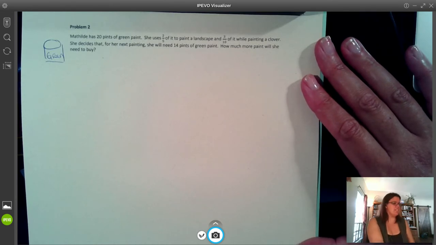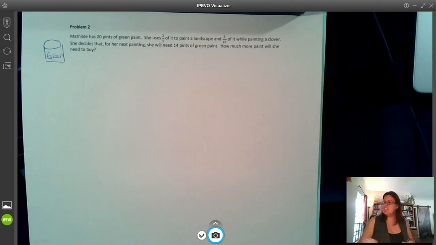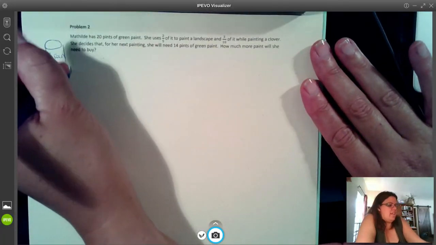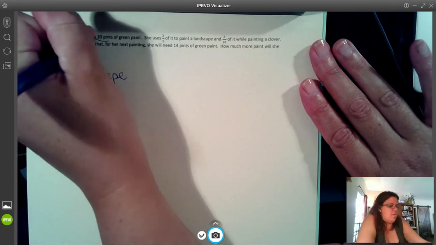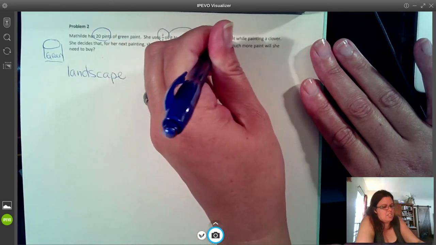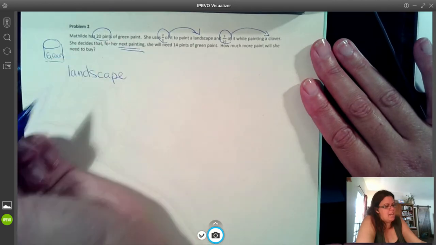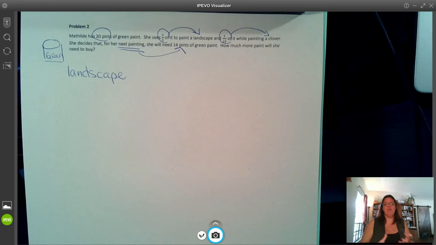So we're going to do this a couple different ways. You guys know that I really love to draw pictures, but I'd like to show you two ways to do this. Mostly because you guys know how to solve using multiplication. We've been working on this. So she has 20 pints. She uses some of it to do this landscape. She uses some of it to do this clover. And then for the next painting, she needs 14 pints. So we have kind of a two-part problem here.